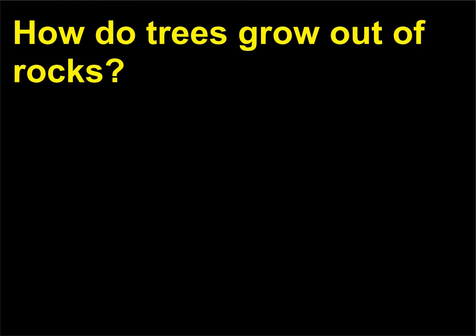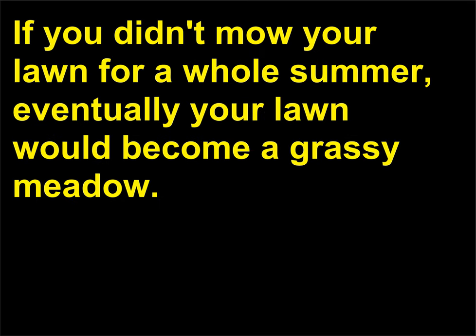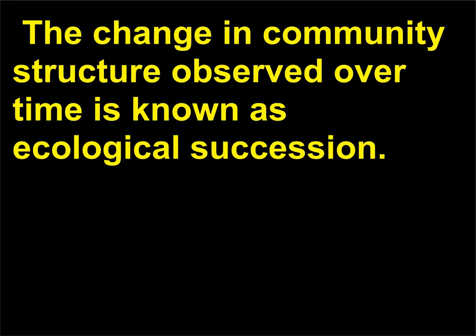How do trees grow out of rocks? If you didn't mow your lawn for a whole summer, eventually your lawn would become a grassy meadow. The change in community structure observed over time is known as ecological succession.